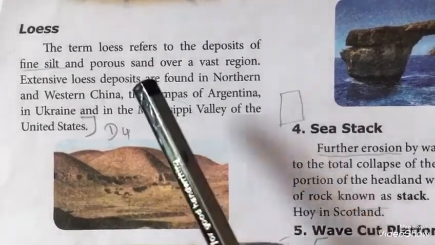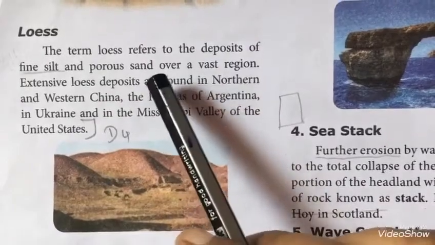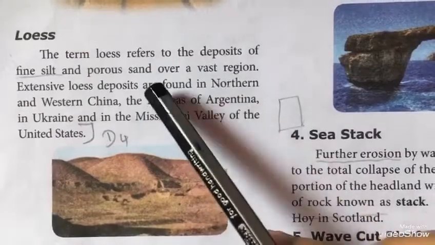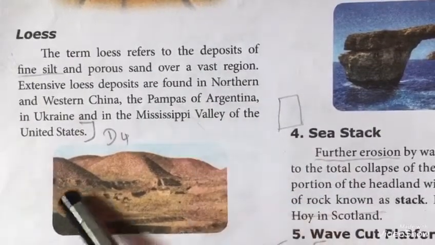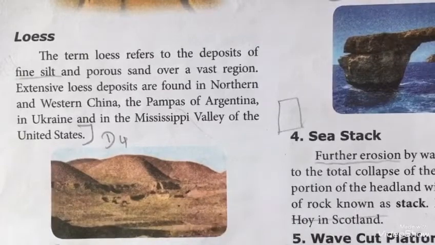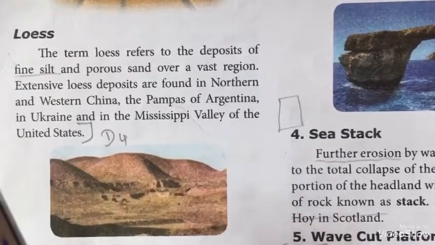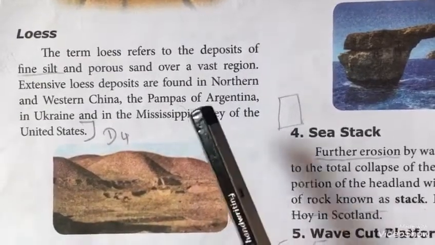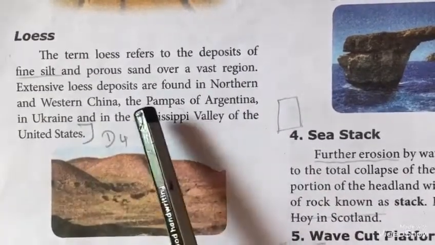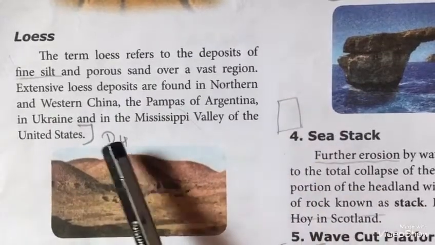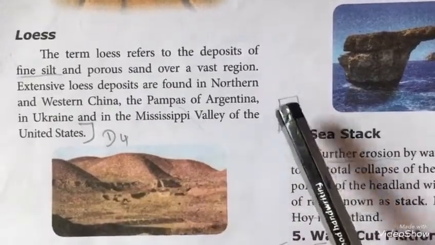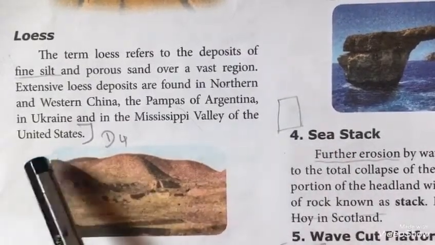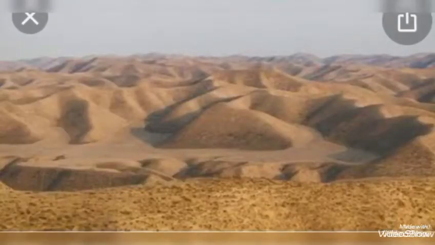So loess means tiny and soft sand particles. Fine silt means soft particles. So tiny and soft sand particles which are deposited in a vast region. Vast region means a large area. Okay. So the tiny and small particles which are deposited in a vast region are known as loess. These types of loess are found in northern and western China, the pampas of Argentina, Ukraine, and the Mississippi Valley which is located in the United States. This is loess.